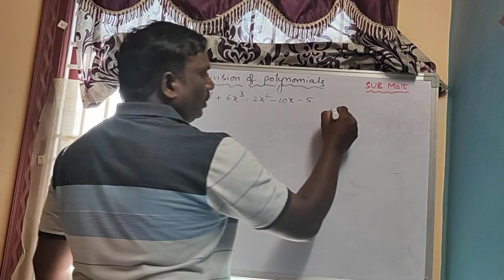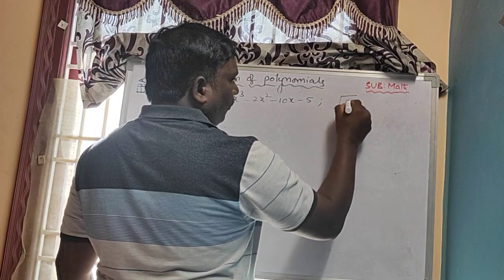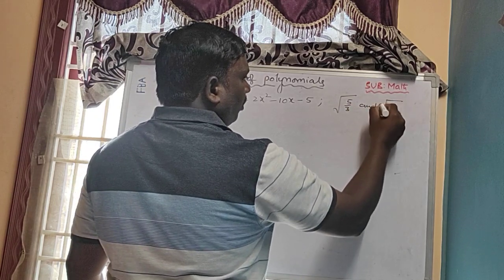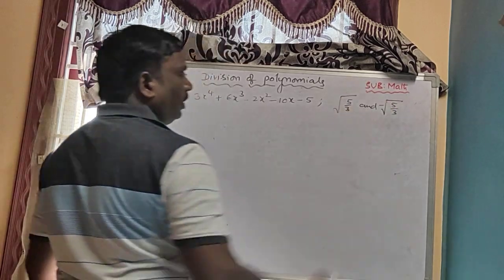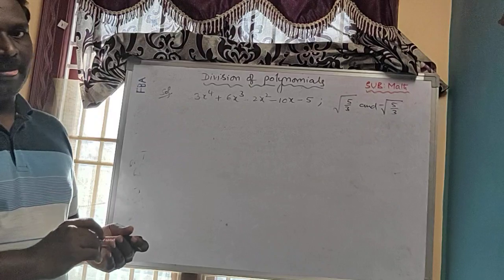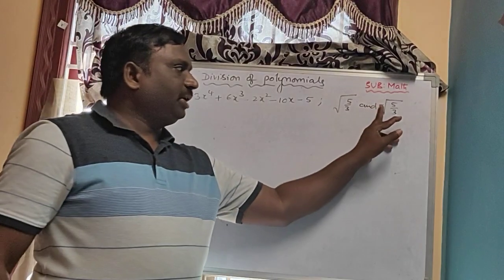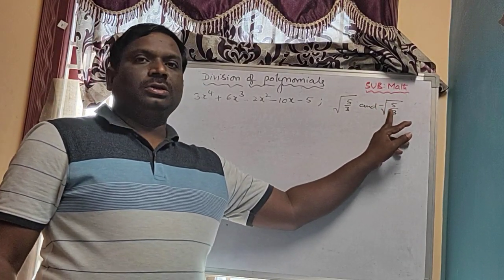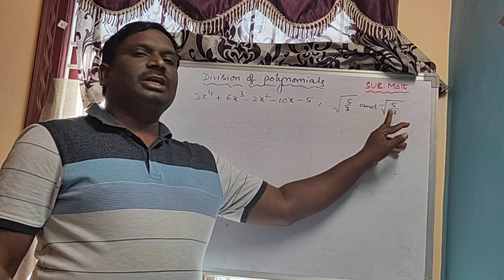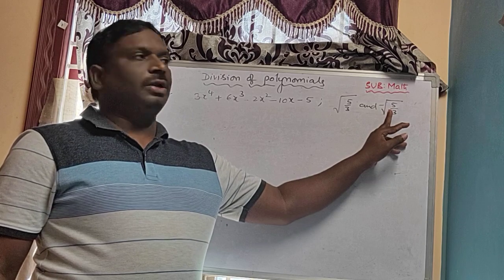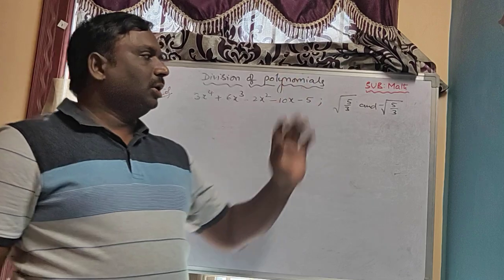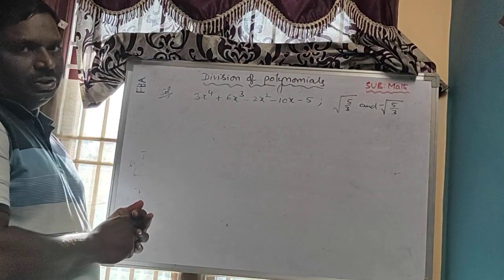If two zeros are square root of 5 by 3 and minus square root of 5 by 3. Some of the children will take the negative sign inside the root. If the negative sign is inside the root, that is an imaginary number, and we cannot estimate that value. That's why don't write the negative sign inside the root; we should write it outside the root. So those are the two zeros.